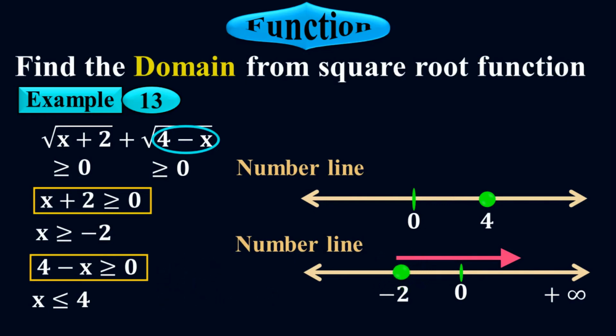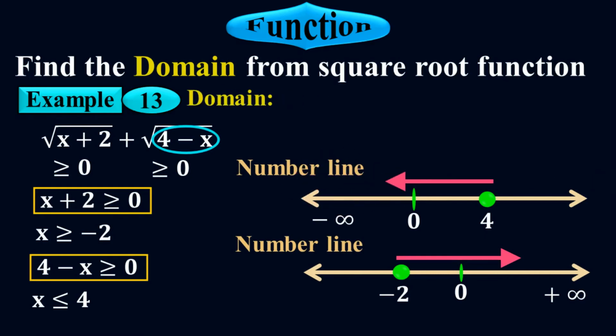This filled circle is because of this equality sign. There is an equal bar, which means that -2 has been included. This filled circle is because of this equality sign, which means that 4 has been included as well. So both 4 and -2 have been included. So the second condition says that I must go below 4 up to -infinity. I cannot go above 4. It must be less than 4 according to this condition.